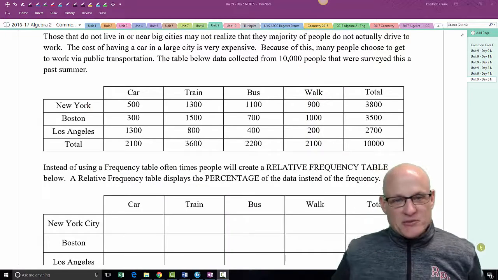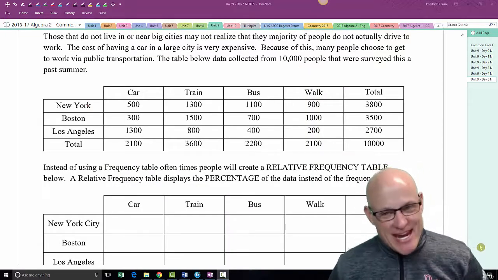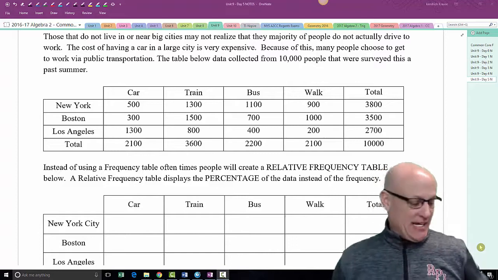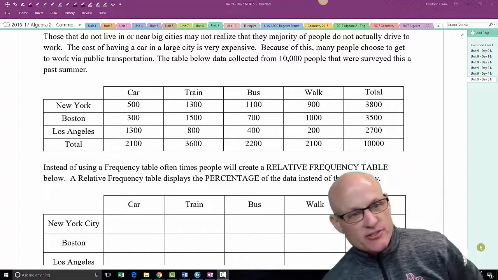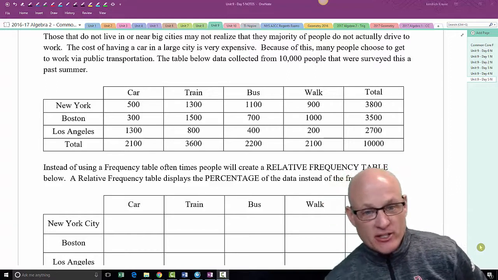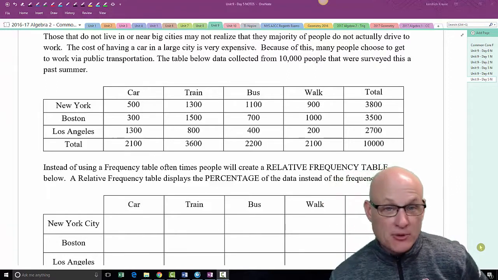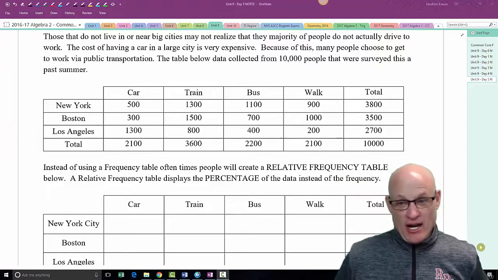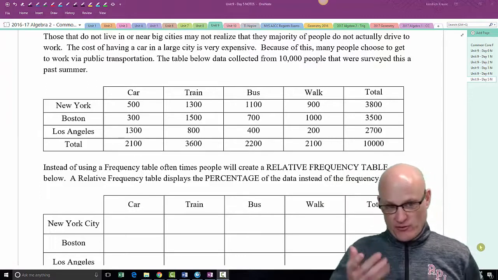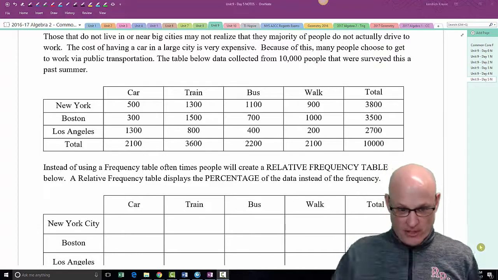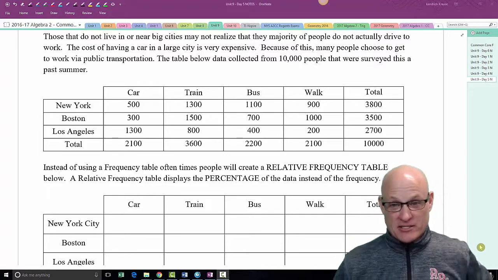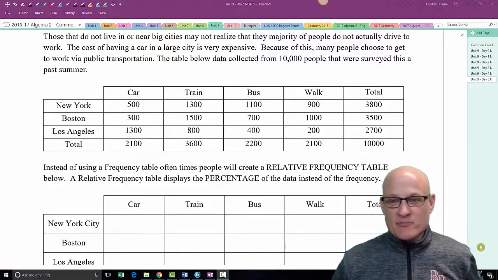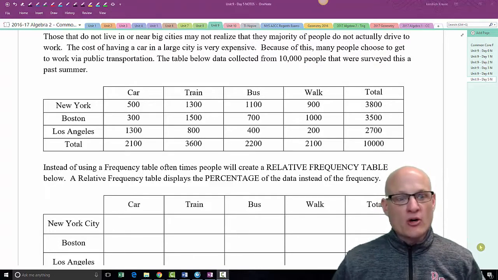All right, kids, this one's a little bit different. Now we're going to change things up slightly again. Those that do not live in or near big cities may not realize that the majority of people do not actually drive to work. If you live in a big city, you're probably not driving to work too much. The cost of having a car in a large city is very expensive. Because of this, many people get to work via public transportation.